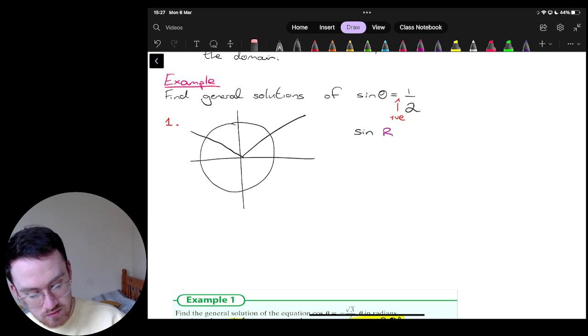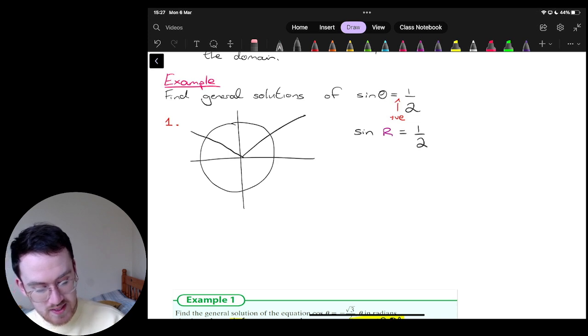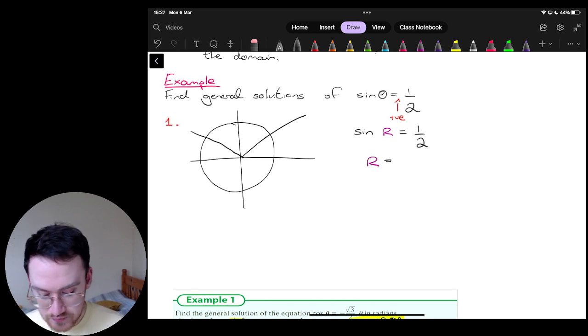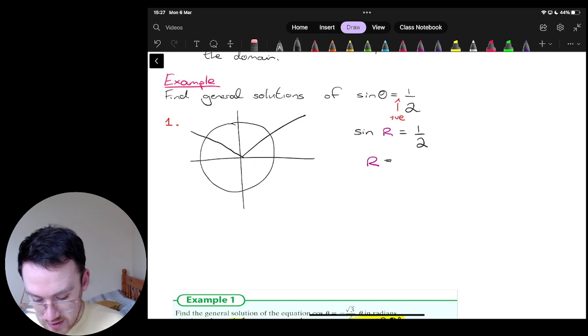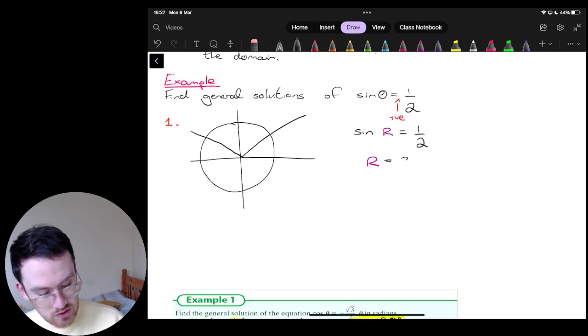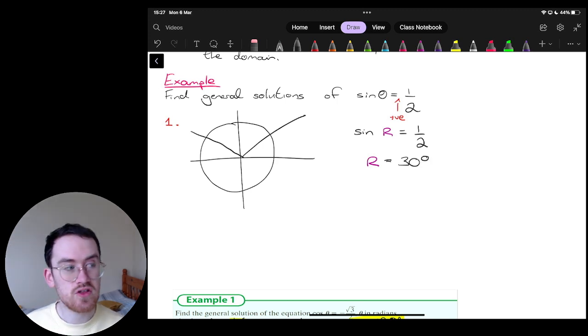So sine of my reference angle is equal to, and we say the positive value, so a half. Then my reference angle is going to be sine inverse of a half. So I take my sine inverse of 1/2, and I'm going to do it in degrees, just so we can keep with it, I suppose. So my reference angle works out to be 30 degrees.